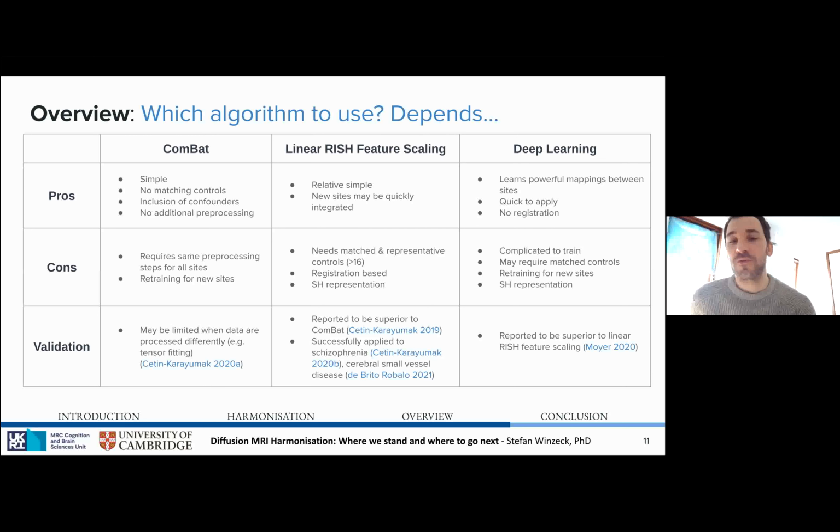And deep learning models are often also based on RISH feature representation. So that's the same as linear RISH feature scaling, maybe a bit more complicated. But this last one that I described, the scanner invariant representation learning, was reported to also outperform RISH feature scaling. So it seems like deep learning can really help to get rid of scanner biases, but it hasn't been validated as well as the other methods, maybe also because it's fairly new.